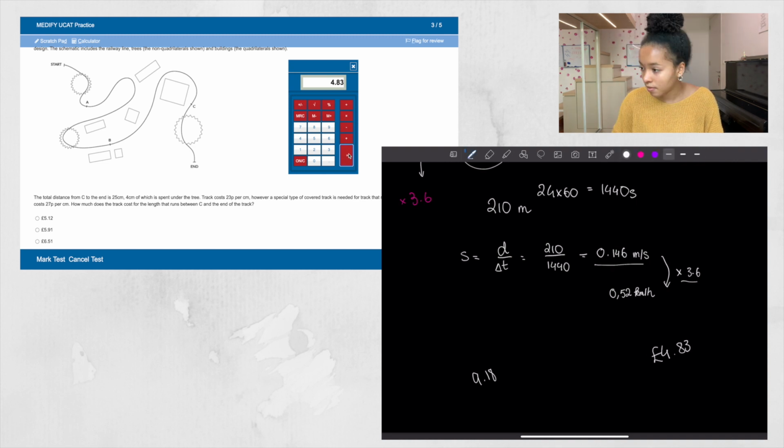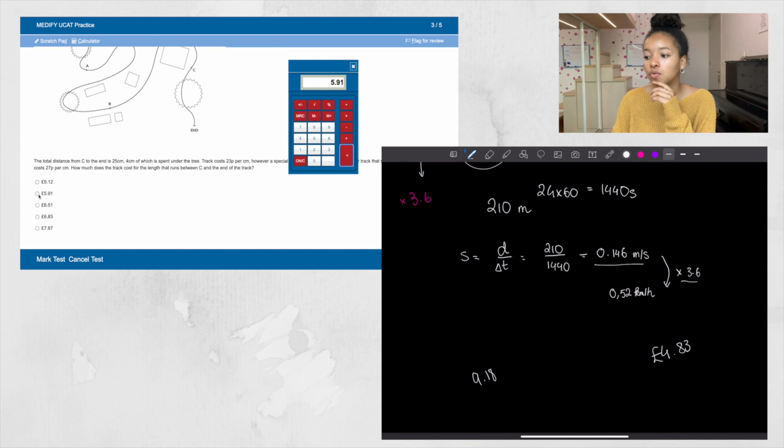4.83 pounds, okay? And then we have the other 4 centimeters that are spent under the tree, and that is 0.27 times 4, which gives us 1.08, and then we add the 4.83 that we had just before, and that gives us 5.91 pounds for the whole track between C and the end, and that's the answer, option B.